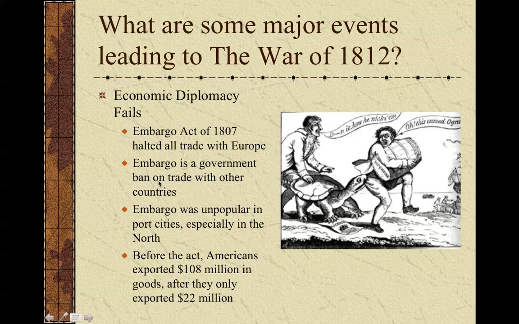An embargo, by the way, this is a great vocabulary term for you guys to know. An embargo is simply a government ban on trade with other countries. For instance, in the United States today, we actually have a trade embargo with Cuba, which means that the United States and Cuba are not allowed to trade goods. One thing that Cuba is known for are their very famous Cuban cigars. And Cuban cigars are not legal in the United States.